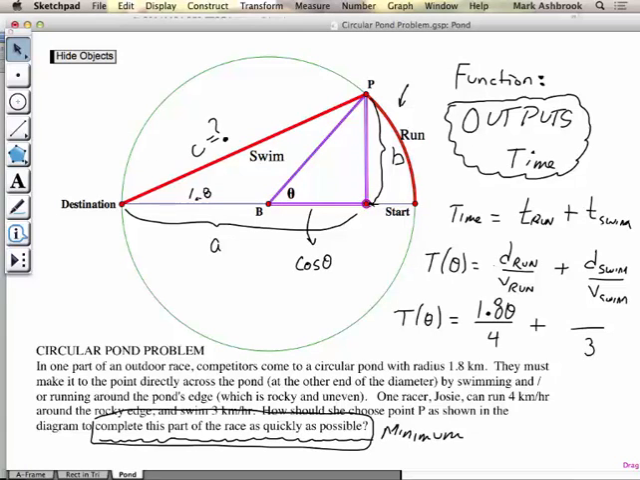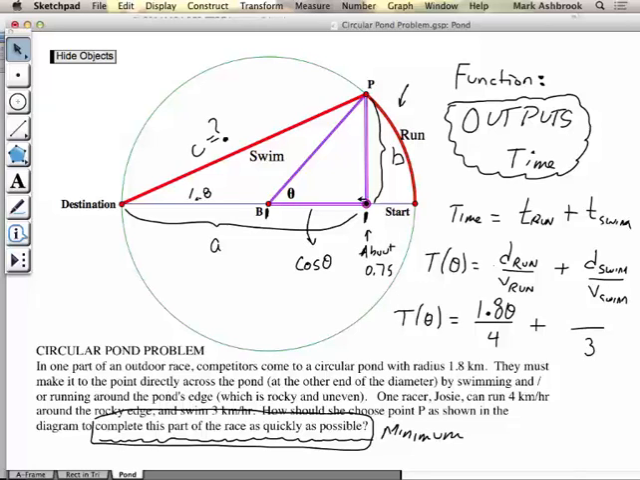How many meters is it from here to here if it's cos... Whoa. You guys, think before you talk. This is how many radius lengths it is from here to here. That's cosine theta. So how many meters is it if this is the number of radius lengths? It's about 0.75 of a radius length. And what's a radius length? 1.8 kilometers.